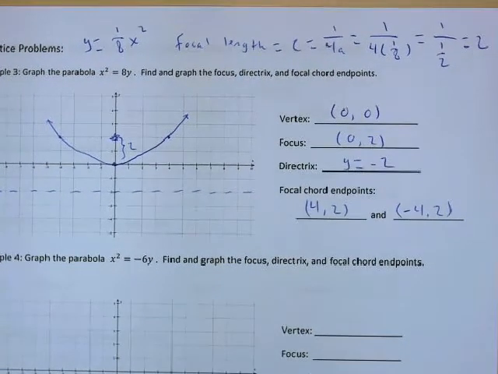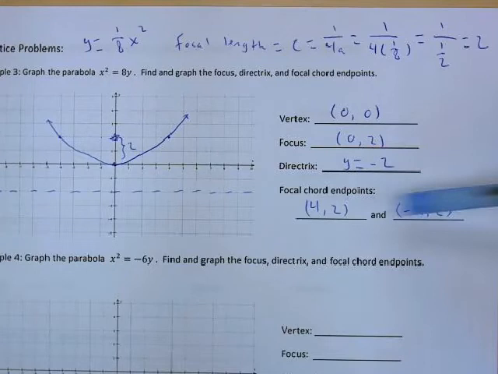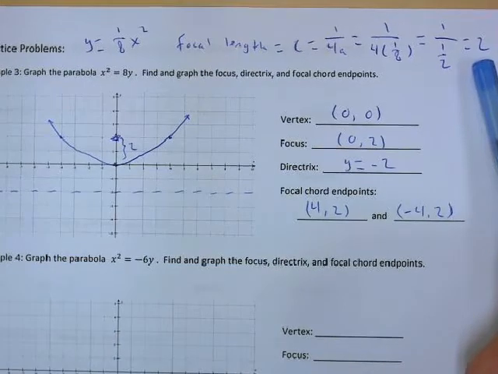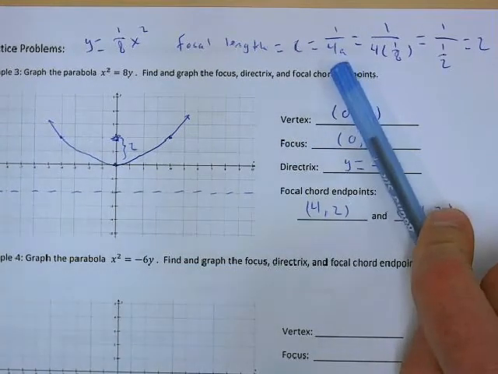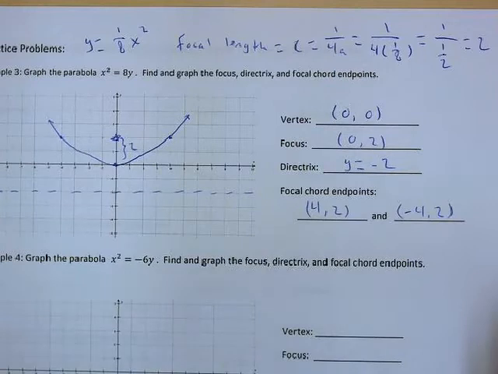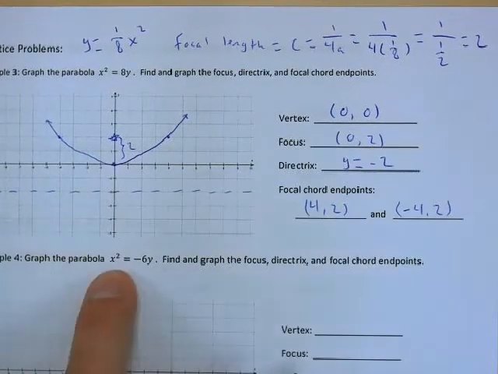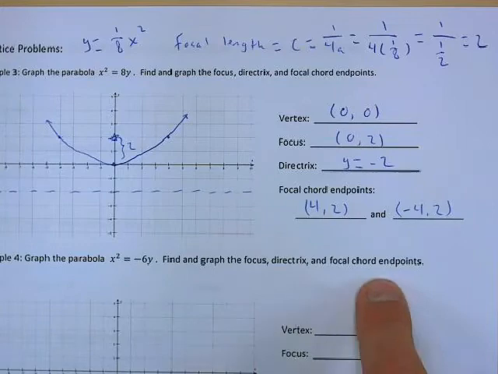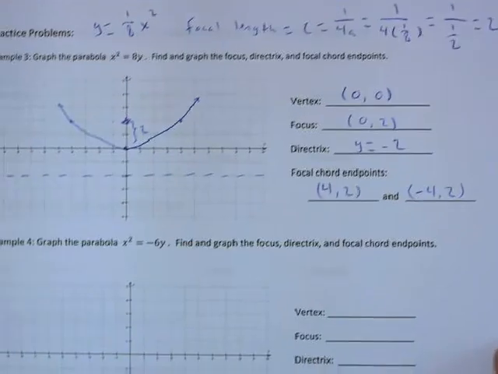So as you can see, all these new parts, the focus and the directrix and the focal chord endpoints, aren't that hard to find as long as we know what our focal length is. Okay, so again, this equation for focal length, 1/4a, very important to us. All right, example number 4, next one here. Graph the parabola x squared equals -6y. Find and graph the focus, directrix, and focal chord endpoints. So pretty much the same thing as they wanted on the last one.